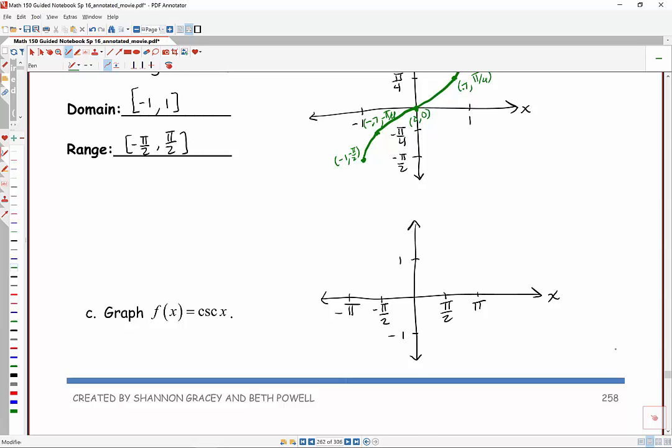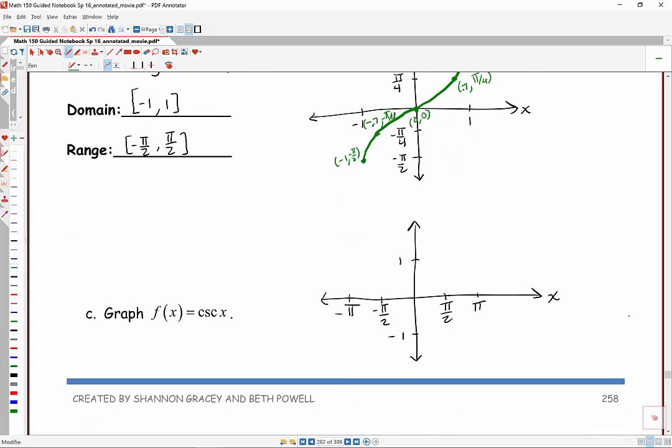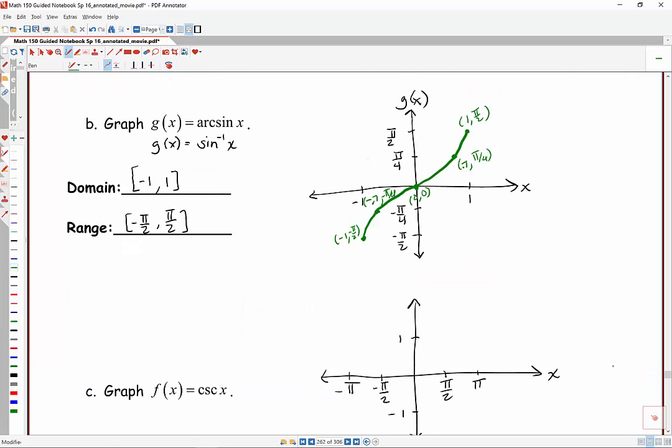Know that the inputs are the real numbers and the outputs are angles, going from -pi over 2 to pi over 2. And there you go. You've got your arc sine of x graph.